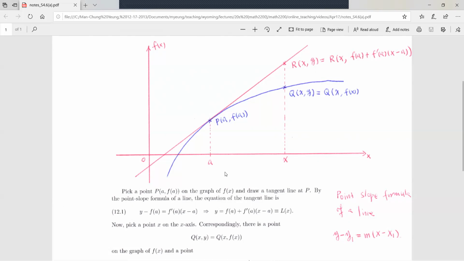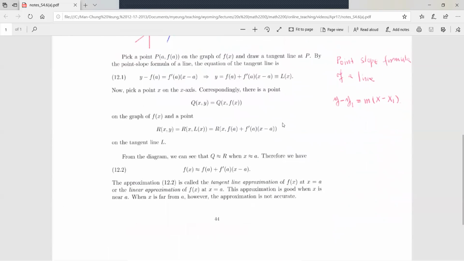Okay, now from this diagram, it's easy to see that when a and x are close to each other, point Q and point R will be close to each other. Therefore, their y coordinates are close to each other. Now, from this observation, we have the following approximation. Both sides of this approximation are the y coordinates of point Q and point R.